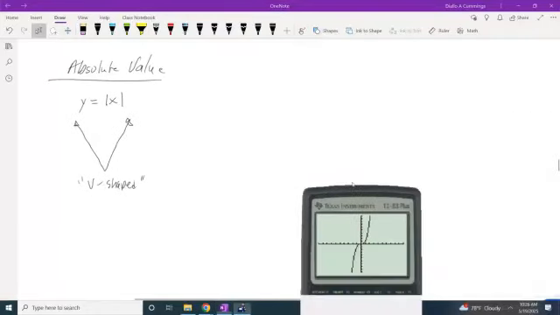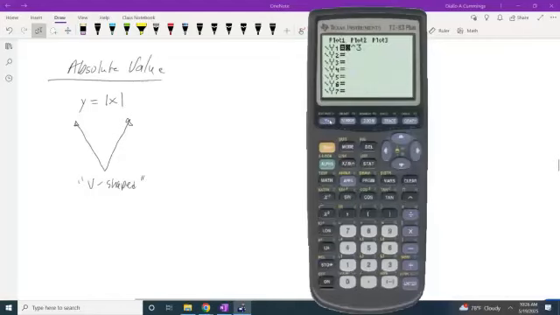So let's graph that on the calculator. So once again, I'm going to hit y equals. Now the absolute value is kind of hiding in the calculator. So in order to find the absolute value, I'm going to hit math. I'm going to scroll over to CPX. I'm going to scroll down to ABS.